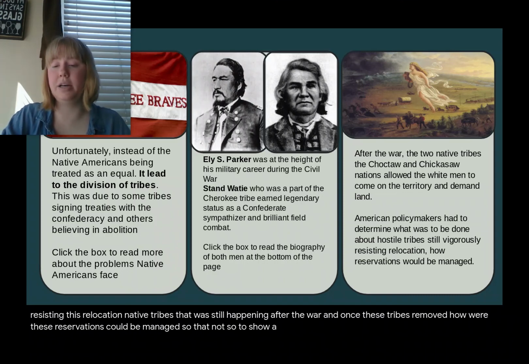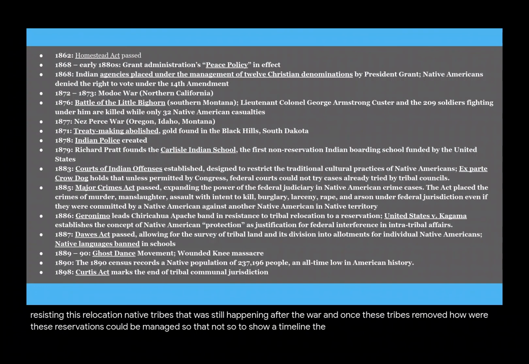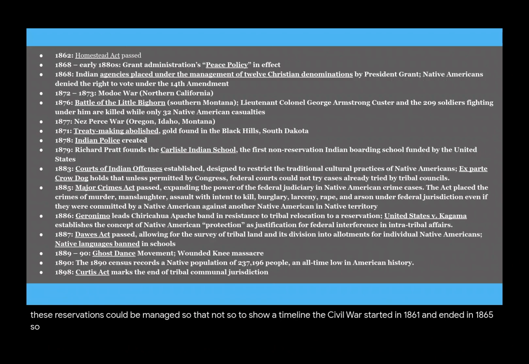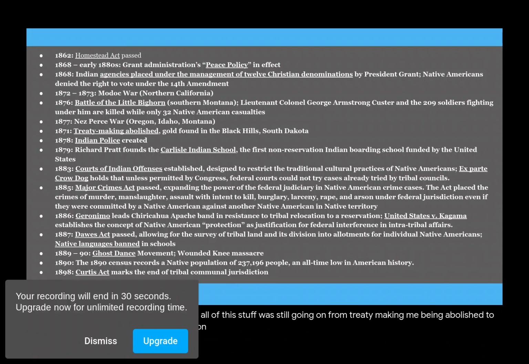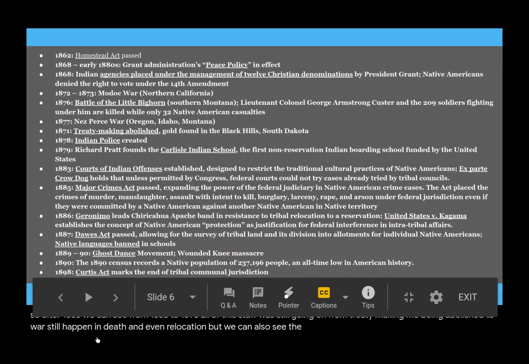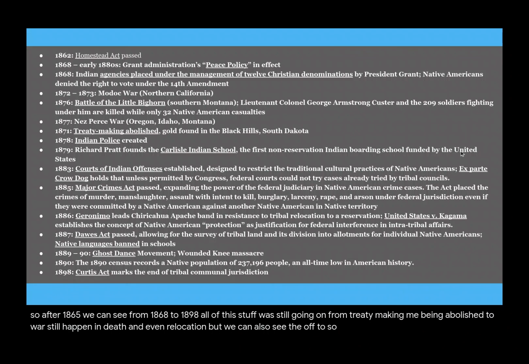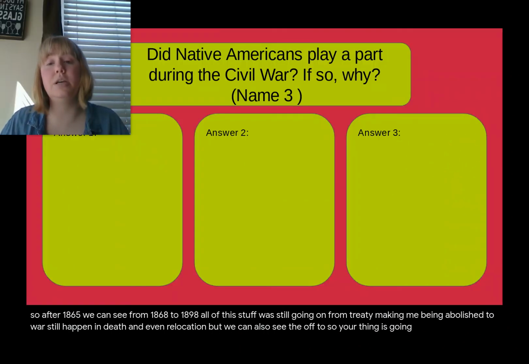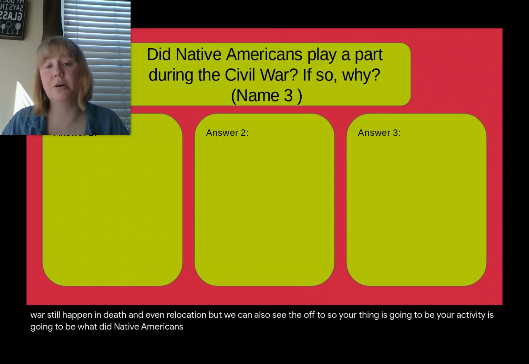To show a timeline, the Civil War started in 1861 and ended in 1865. After 1865, we can see from 1868 to 1898, all of this was still going on, from treaty making being abolished to war still happening and death and even relocation. But we can also see the creation of things too. So your activity is going to be: did Native Americans play a part in the Civil War? And if so, why? You can name 3 reasons.